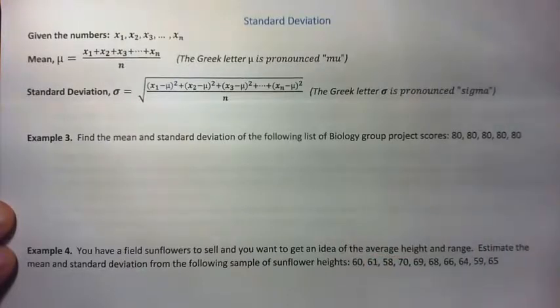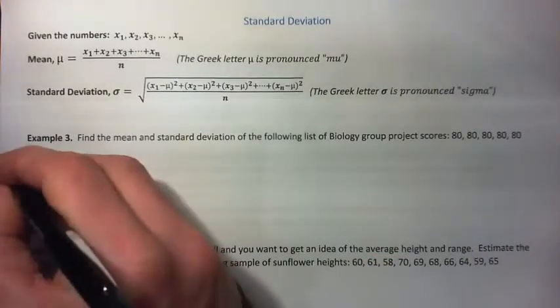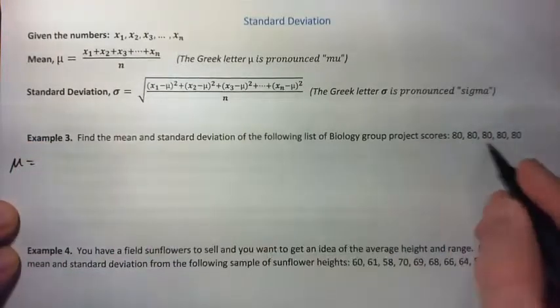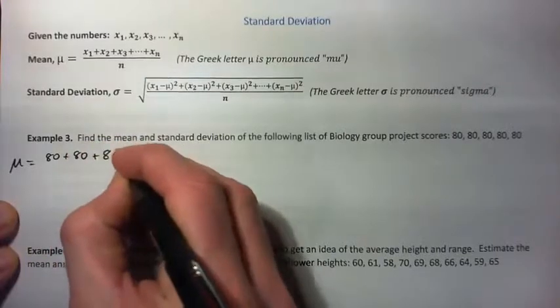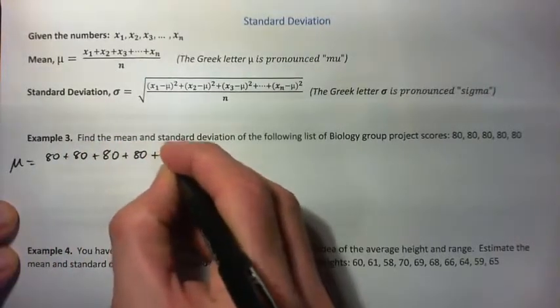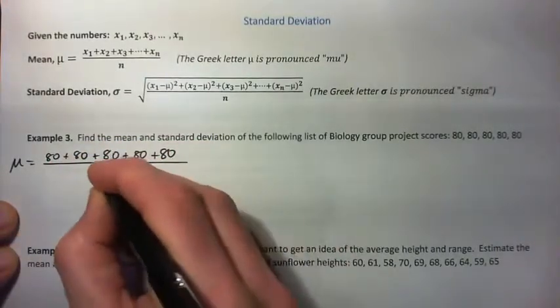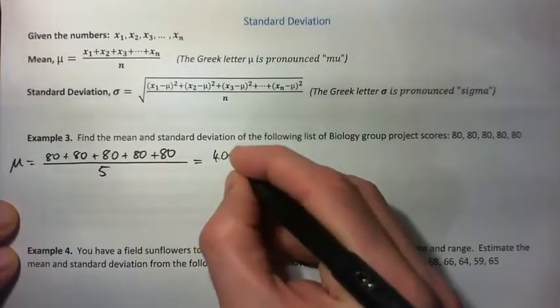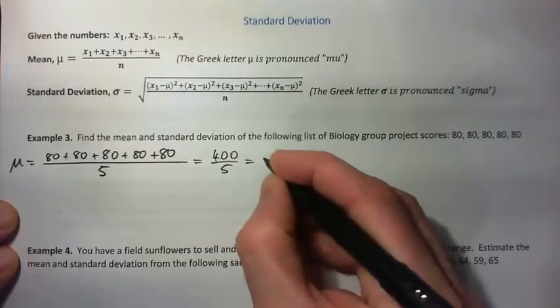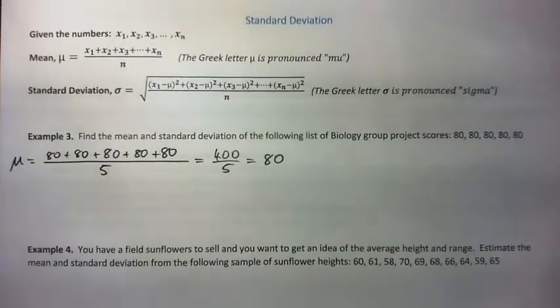Okay, I hope you've pressed pause and tried it. I'm going to do it now. So the mean mu equals, add them all up, 80 plus 80 plus 80 plus 80 plus 80 all over 5. There's 5 scores, no surprise. That makes 400 over 5, which is 80. No surprise. If they all scored 80, well, then the mean is definitely 80, right?